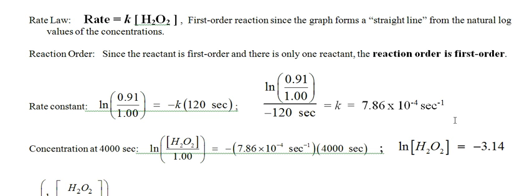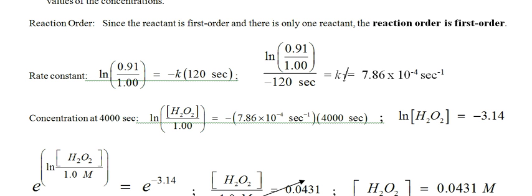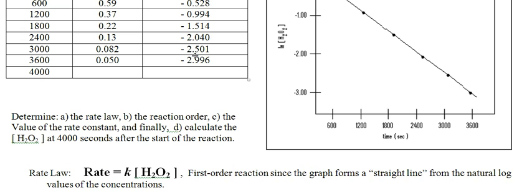So negative K is equal to the negative slope. There's nothing wrong with stating that, just don't write K is equal to a negative value. K is our slope, but it is a negative slope, so that's why we have this line that goes in that direction. Alright, the concentration at 4,000 seconds was the last question.